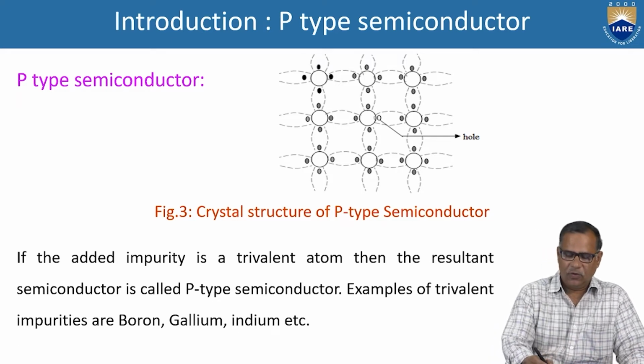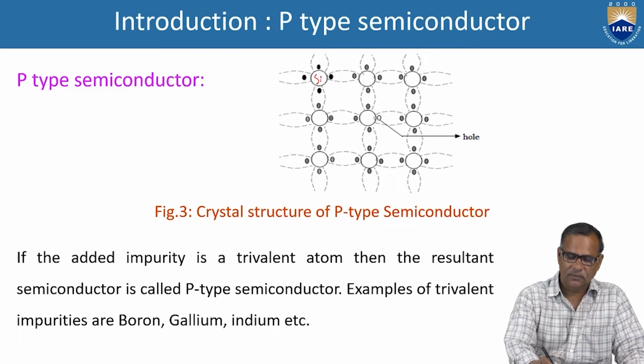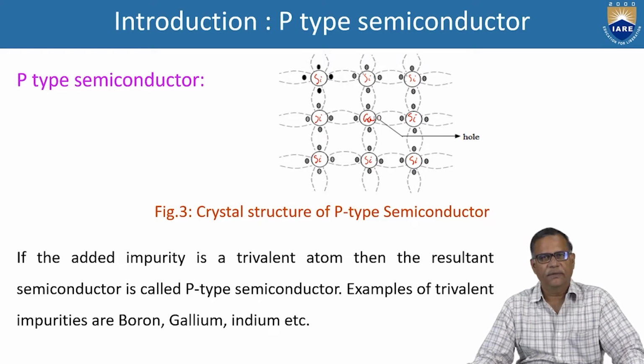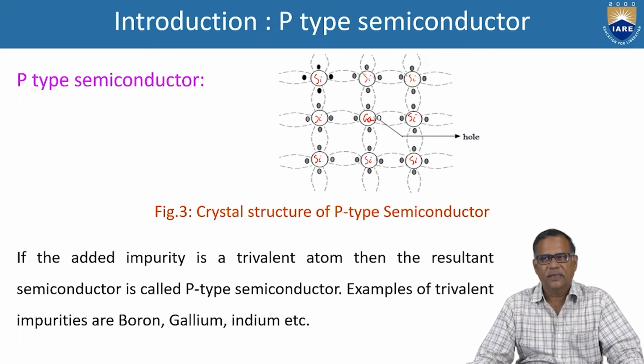Covalent bonds are formed with the adjacent atoms. This is silicon, this is also silicon, and so on, and this is gallium, which is trivalent and has only 3 valence electrons. So you have a vacancy. The vacancy is called a hole.